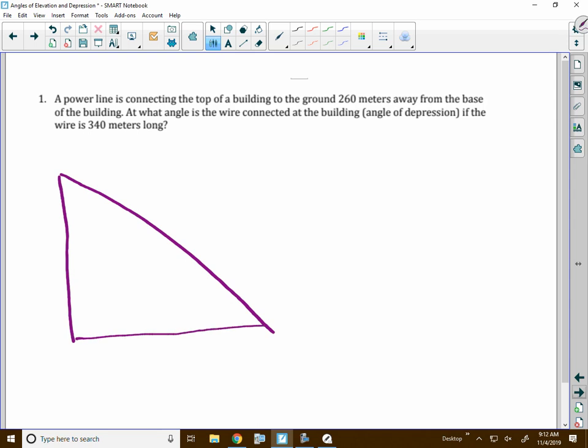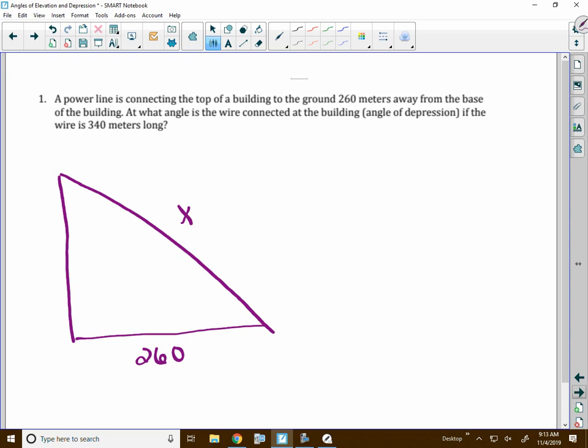The key is knowing what to label. It says here, a power line connecting the top of the building to the ground 260 meters away from the base of the building. So, is x or y going to be 260? Y, because the key word there is that it's on the ground. So there's our 260.